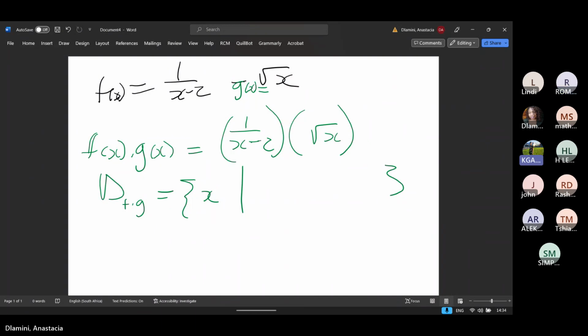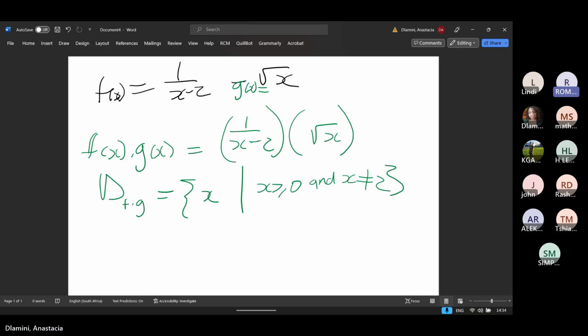This one I don't know. X is greater or equals to 0. And x is not equals to 2. How did you get it?